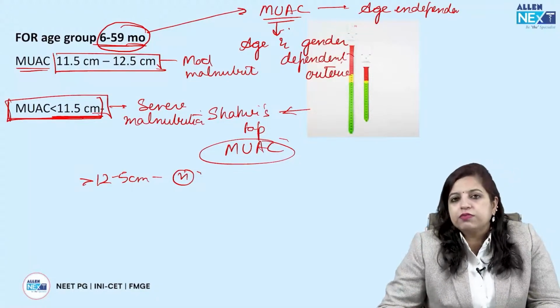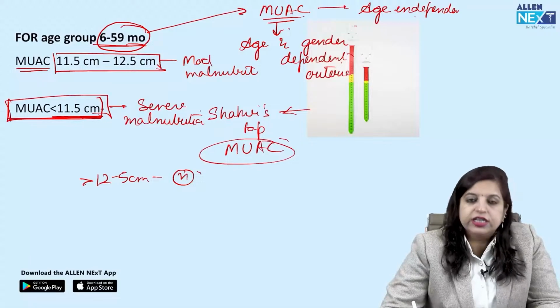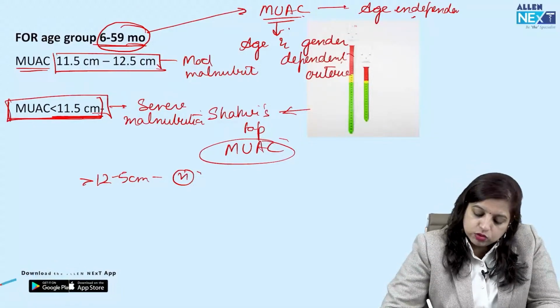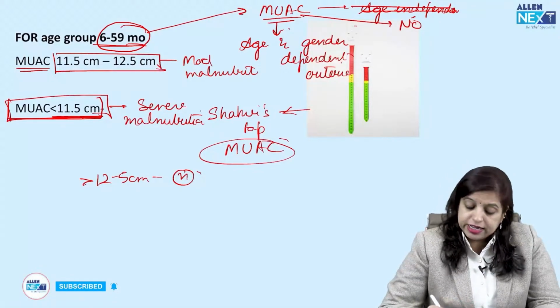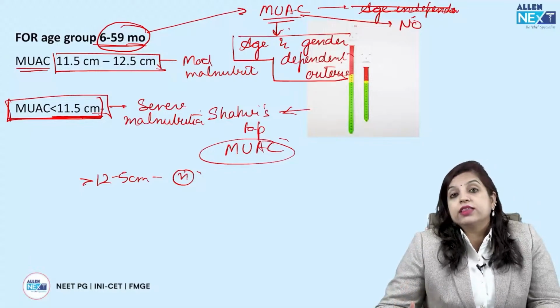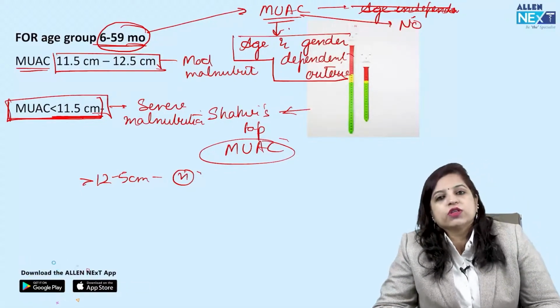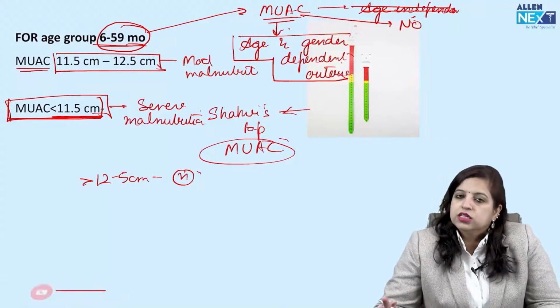But please remember, if a direct question is asked, is MUAC an age independent criterion, you have to answer no. It is no longer an age independent criterion. Now the charts are available both for age and gender. That means there are different charts for the boys and different charts for the girls for assessing mid-upper arm circumference. This should be very clear.